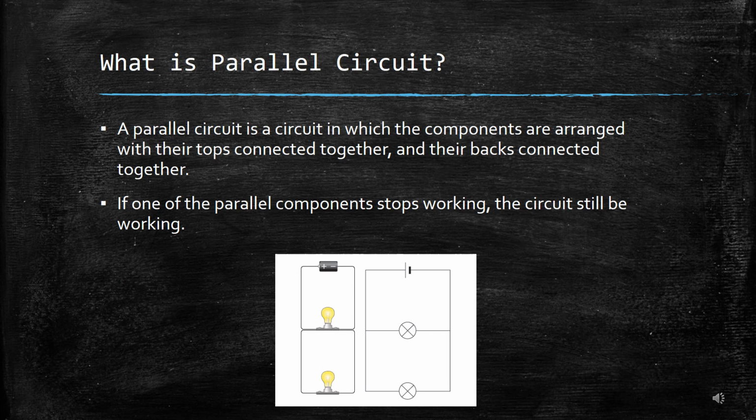Now let's look at what is a parallel circuit. A parallel circuit is a circuit in which the components are organized with the top of the components connected together and the back of the components connected together. The current in a parallel circuit breaks up with some flowing along each parallel branch and recombining where the branches meet again. The voltage across each component in parallel is the same.